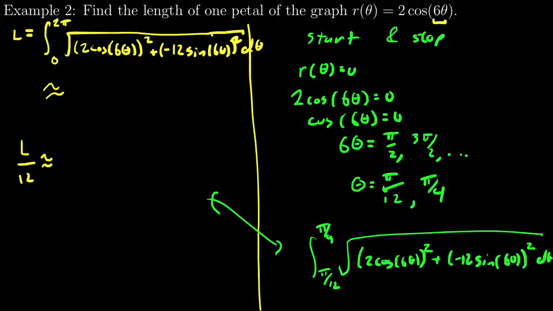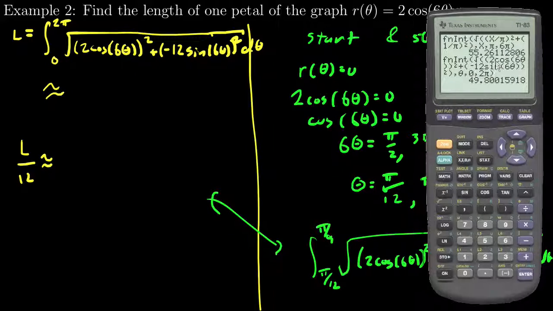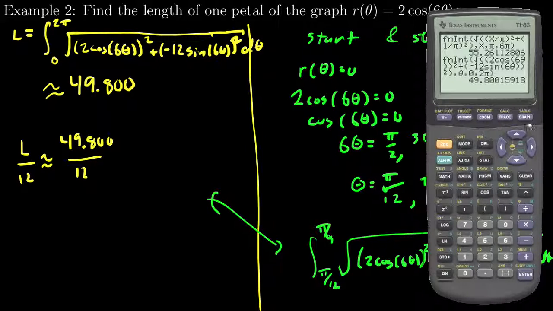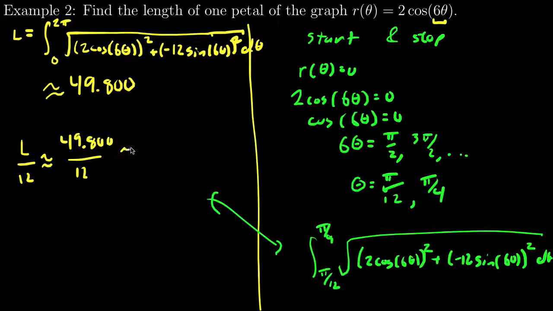So the calculator has finally come up with 49.800. And I will divide that by 12. I'm going to keep all of the calculator digits; I'm not going to retype 49.800. I'm going to keep all of these decimals so I don't get round off error to the third decimal. And I get 4.150 as the approximate length of one petal of this.